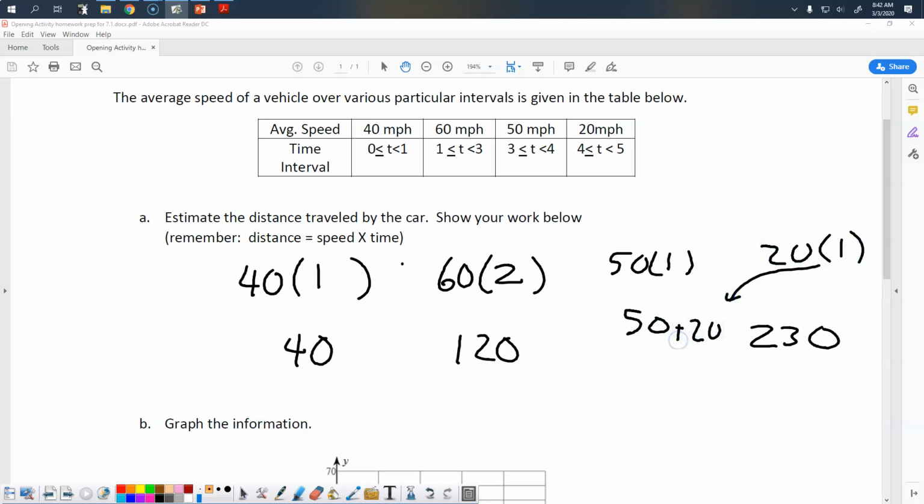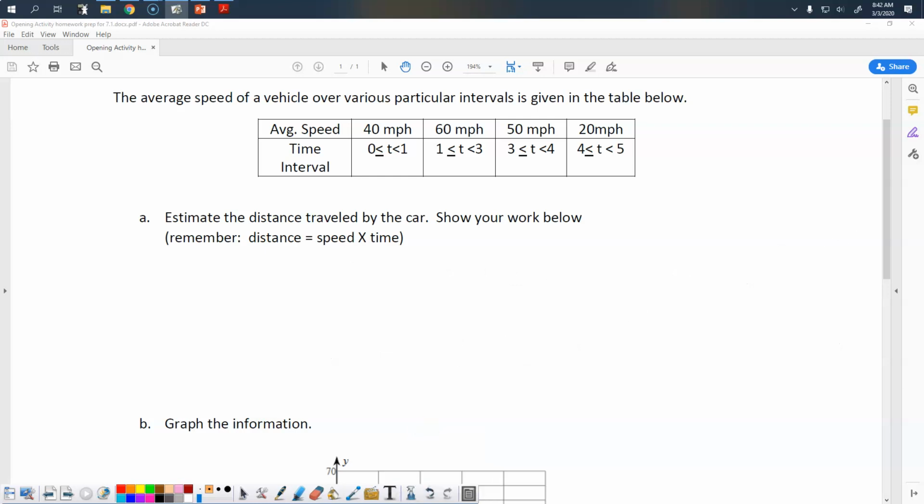And then, where do you get 230 from? 70 plus 130 is 190. Okay, so you just add them all up, right? So there you go. We added together all of those distances, right? And we got that. All right. Speed times time.